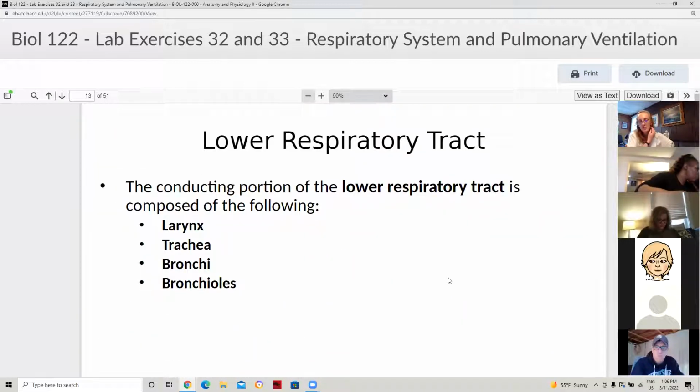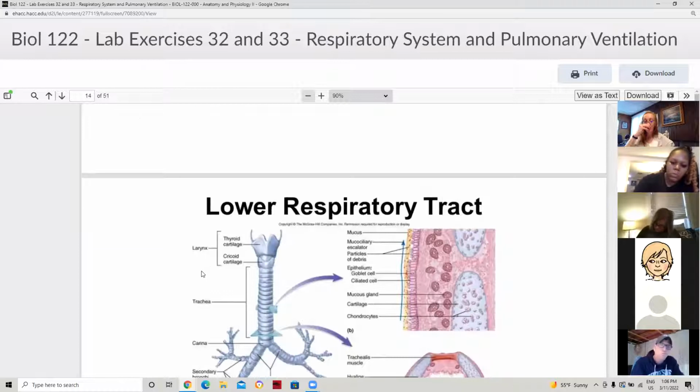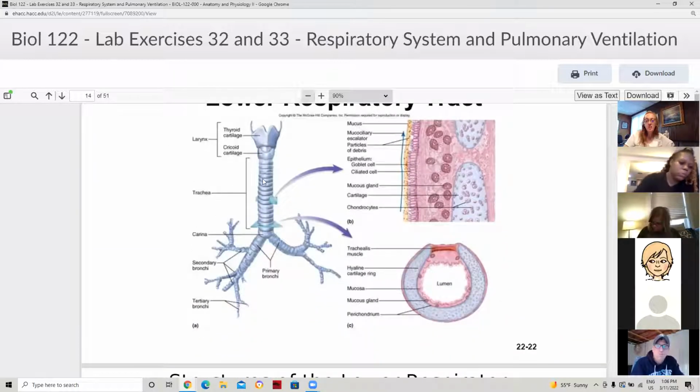Now, so that was the upper respiratory tract. The lower respiratory tract is composed of the following: the larynx, the trachea, the bronchi, and the bronchioles.